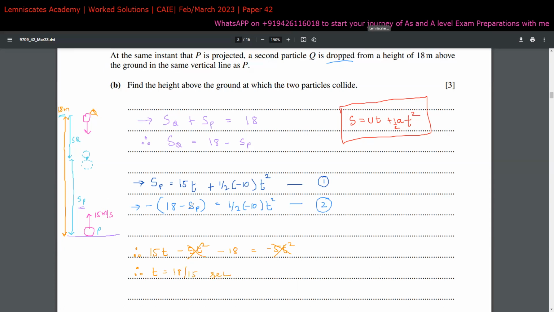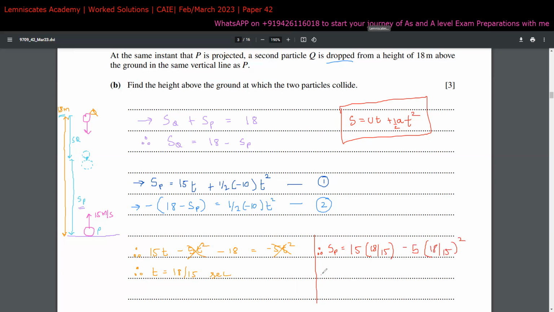So now I know that if I substitute the value of time over here, you will get the value of SP, the height above the ground at which both the particles collide. That's what we wanted. So what I'll do is, I'll say that, therefore, SP is equal to 15 times 18 by 15, which is just 18 if you simplify. Then minus 5, half into minus 10 is minus 5. And then 18 by 15 square.